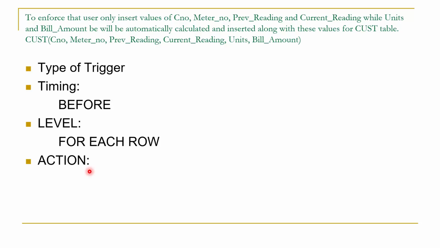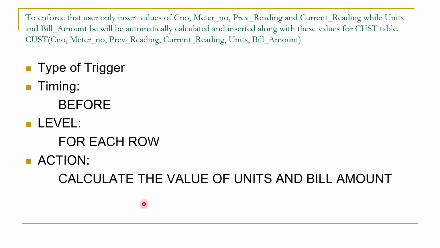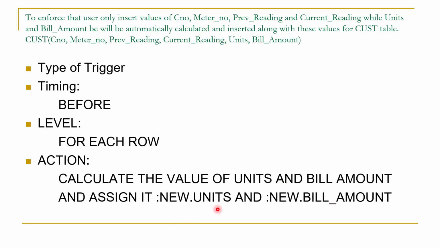Now let us give a thought about the action of this trigger. This trigger should calculate the value of units and bill amount, and these values should be assigned to :new.units and :new.bill_amount. Now after discussing all these points, I again request you to compare your code with the logic discussed in this slide. You can pause the video at this point to write the code of this trigger, and after writing and implementing the code, you can compare it with the code discussed next in this video session.